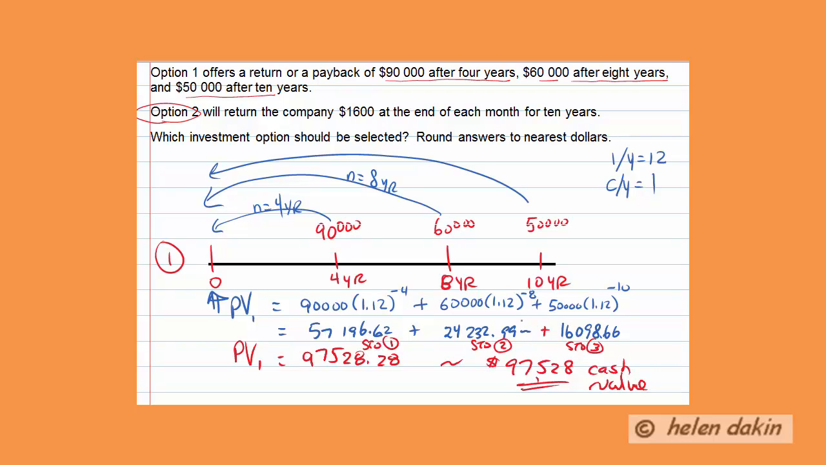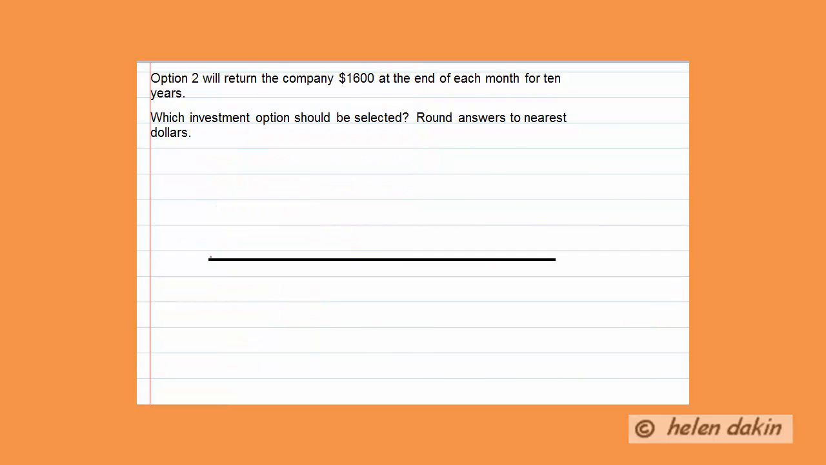Now we have something that we can compare to option number 2. But before we can compare it to option 2, we have to find its present value or its cash value. So let's set up a time diagram and set up the equation for finding the present value of option number 2, which is returning us $1,600 at the end of every month for 10 years. And so option number 2 gives us an income of $1,600 at the end of every month for 10 years.